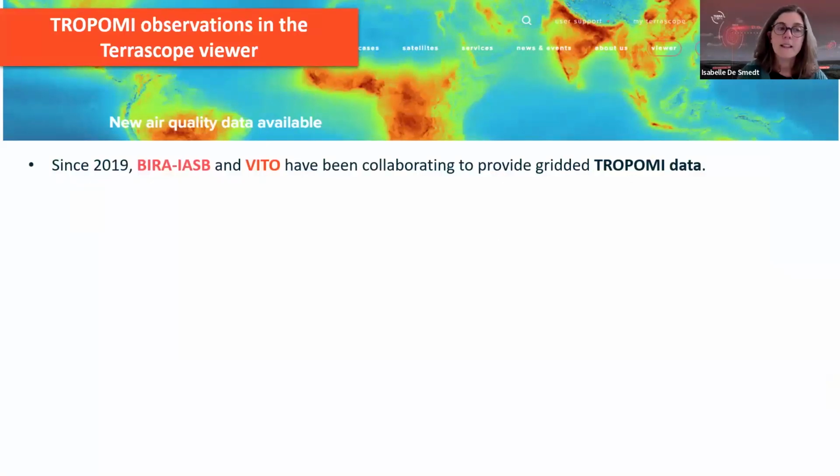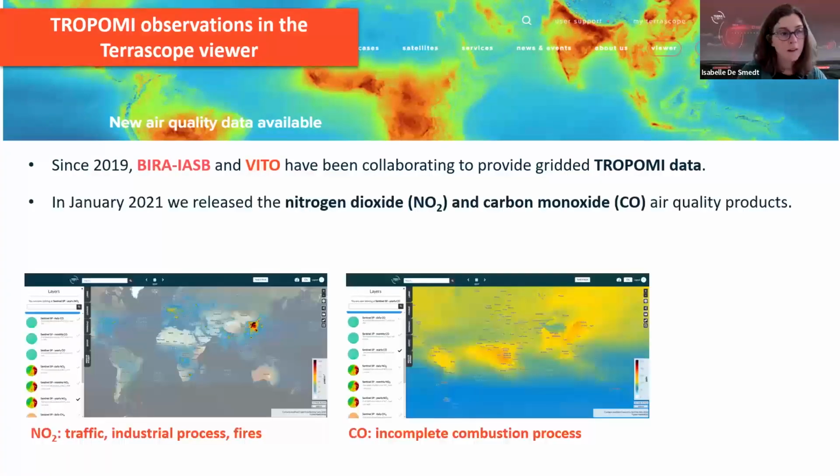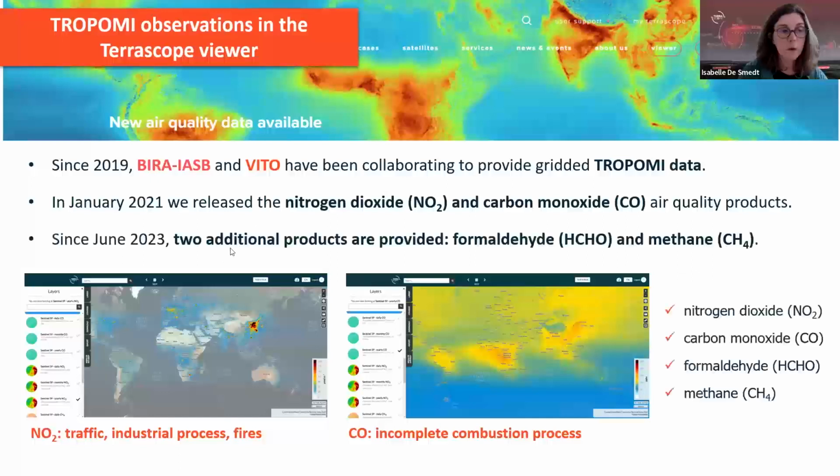So now I come to the topic of today. Since 2019, BIRA and VITO have been collaborating to provide gridded TROPOMI data in the Terrascope data viewer. You will see that we provide daily, monthly, and yearly average gridded data, and that we now have 6 years of TROPOMI observations. In 2021, we released the NO2, so nitrogen dioxide, and carbon monoxide products. And since June 2023, last year, 2 additional products have been added: formaldehyde and methane.